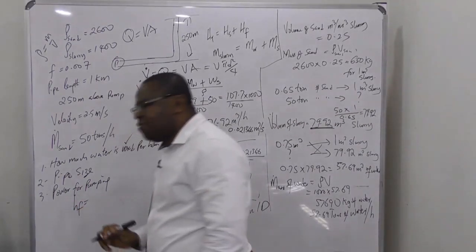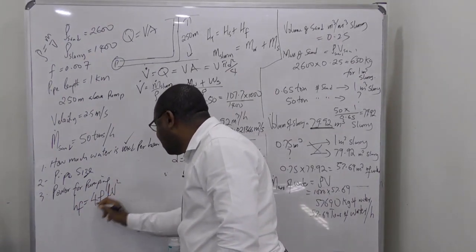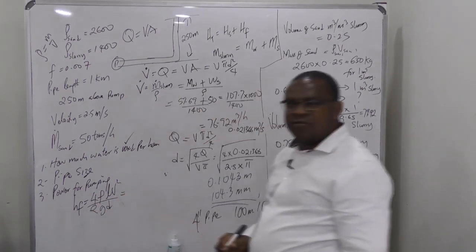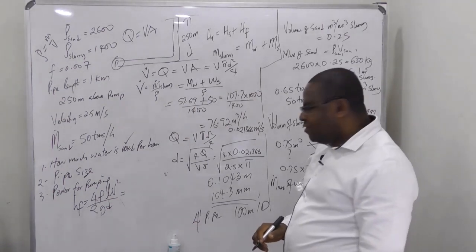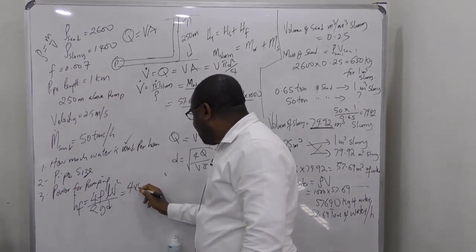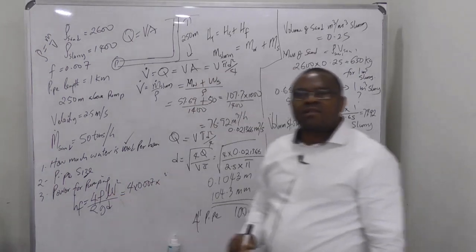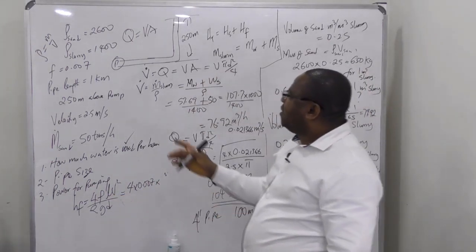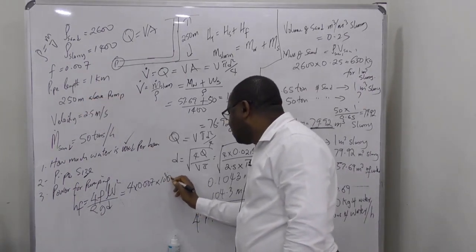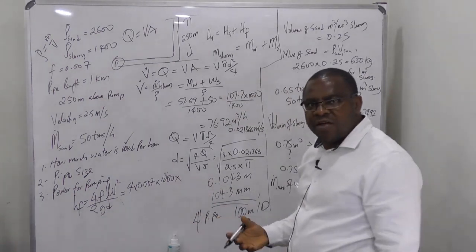Let's get the frictional head. We say frictional head HF is 4FLV squared over 2GD. Okay? So we just write 4 by f, which is 0.007, by total length. What's the length? We are given that the length of the pipe is 1 kilometer, which is 1,000. And then velocity is given already as 2.5.